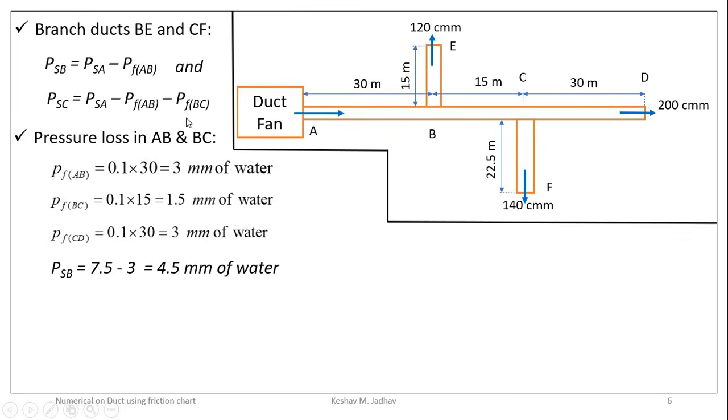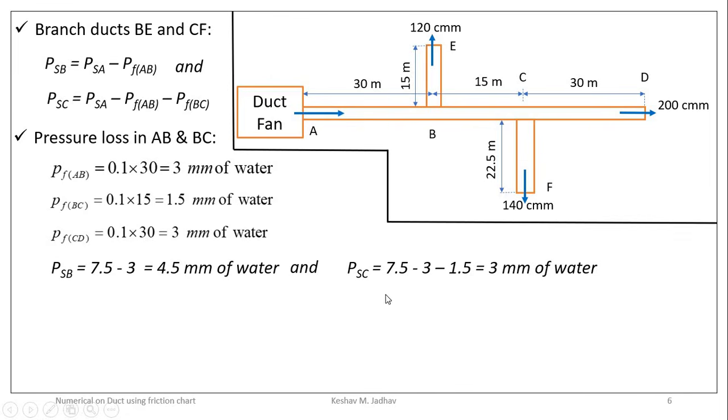And static pressure at point C we can calculate by using this formula. So here PSC is equal to 7.5, that is static pressure at point A, minus 3, that is pressure loss due to the friction in section AB, which is calculated here, minus pressure loss due to the friction in section BC, which is equal to 1.5 mm of water. So if we calculate this, we will get 3 mm of water.